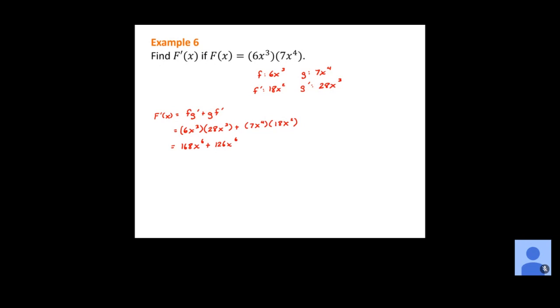Now we have like terms, so we can actually add these together. So when we do that, what are we going to get? 294 x to the sixth power. Good. So that is our first derivative now.